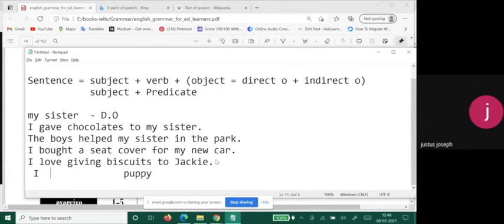I bought... Did you buy something for the puppy? I bought food for my puppy. So what did you buy? Food. For whom did you buy it? For the puppy. Okay. Now can we change it like this?